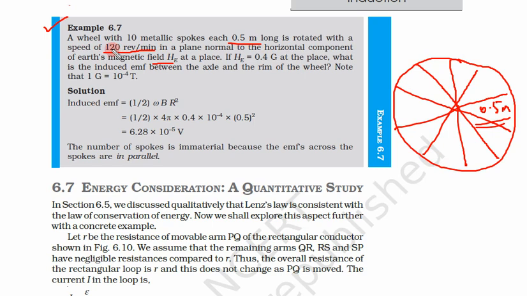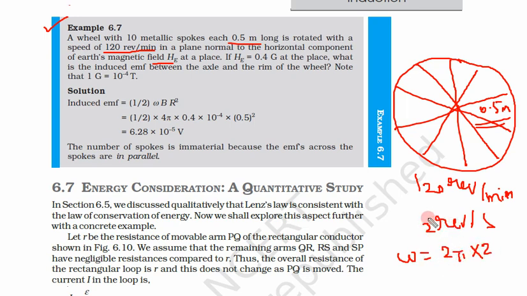Now what is the speed? 120 revolutions per minute. This is in minutes, so that means 2 revolutions per second. Now what is omega? Omega is simply 2 into 2 pi, because there are 2 full revolutions per second. So omega is equal to 4 pi. This is the value of omega.